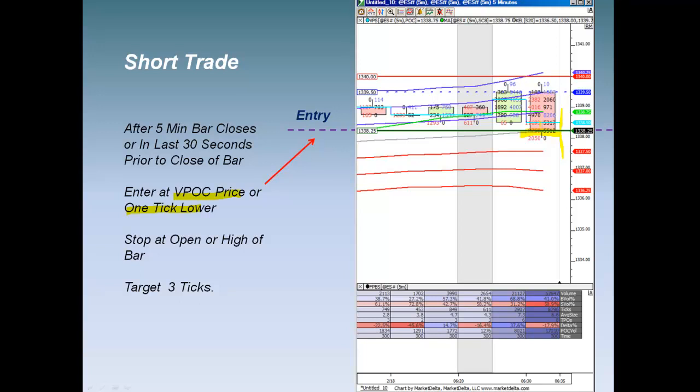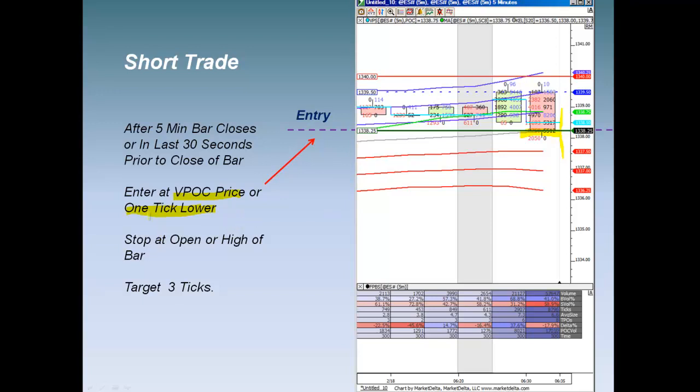However, if it comes right to the volume point of control and I'm waiting there, there is a possibility that I may be filled, but there's also a high probability that I will not be filled. So to increase the likelihood of my being able to get into the trade, I like to put it one tick lower. Alright, so that is the logic behind where I place my entry.